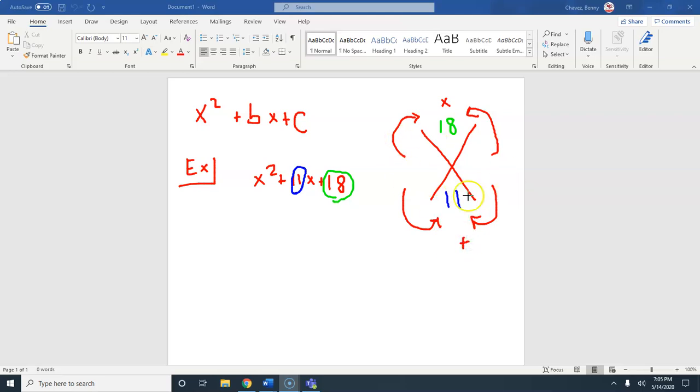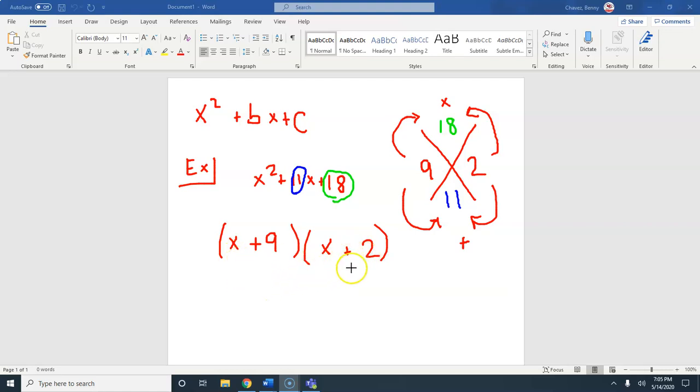Now, it's a little bit of a puzzle, but if you think about it, those two numbers are 9 and 2. 9 times 2 is 18, but 9 plus 2 is also 11. So you want these two numbers to do that simultaneously. What that means is that this polynomial is going to factor as x plus 9, because the 9 is positive, and x plus 2, because the 2 is positive.